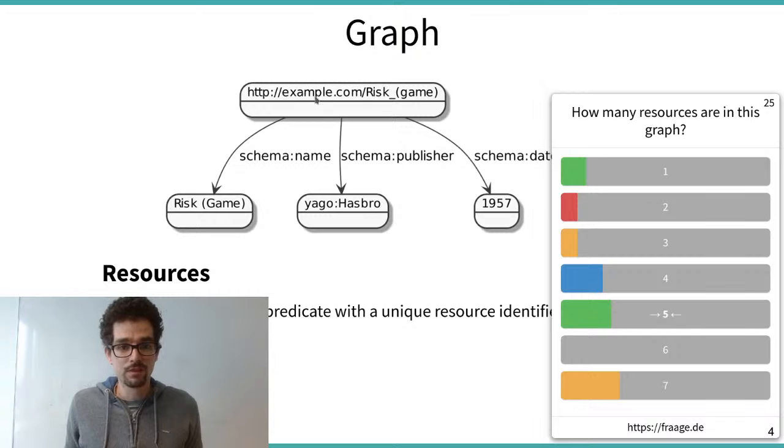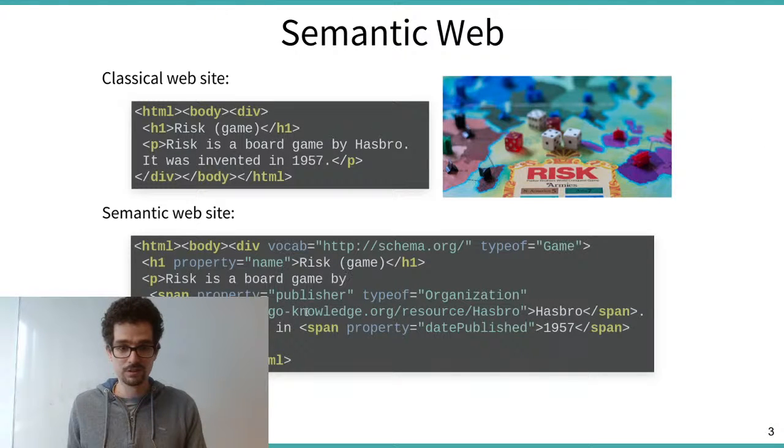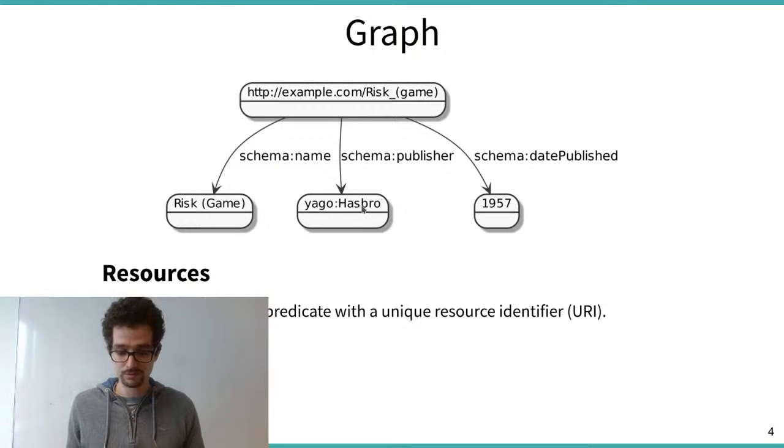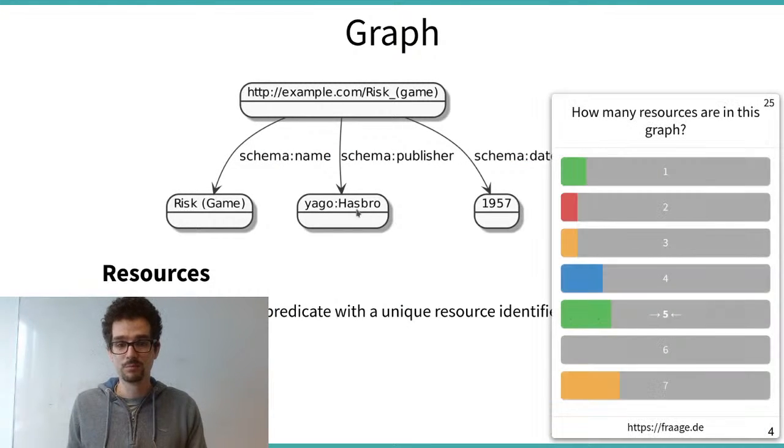1, this is a resource, Risk the game. It has the URI http://example.org/risk_game. Then this is a resource, Hasbro. It stands for http://jagoknowledge.org/resource/Hasbro. So it also has a URI, but we use the prefix notation here.